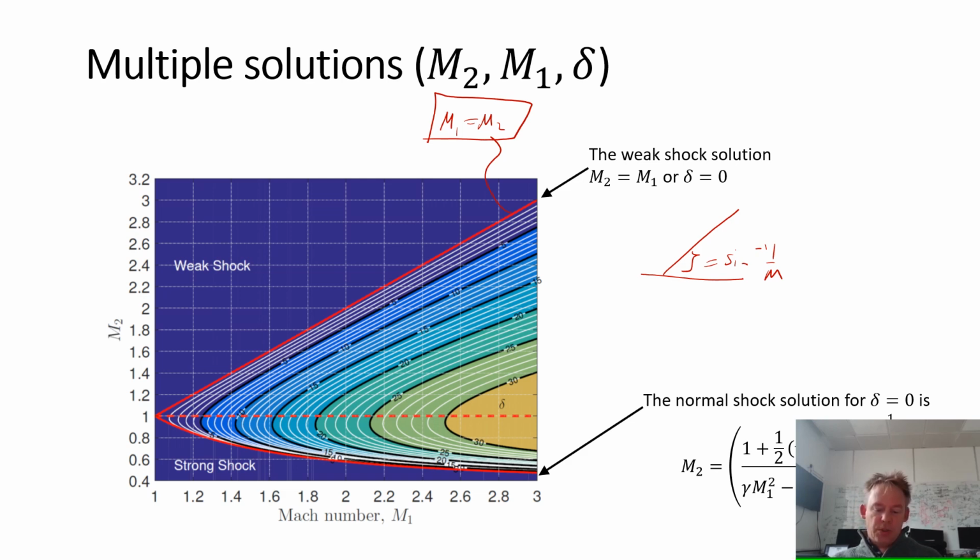The other solution, which is the one where the flow downstream is subsonic, is the normal shock relation. We've met that in lecture 1.